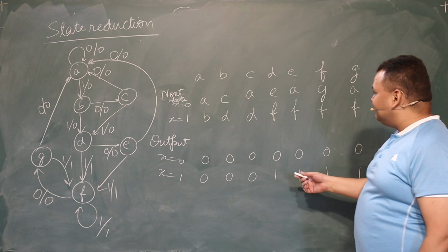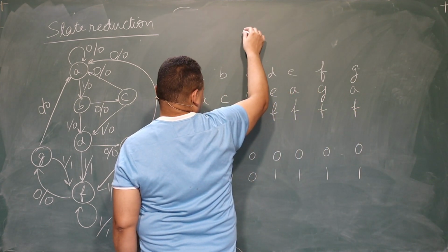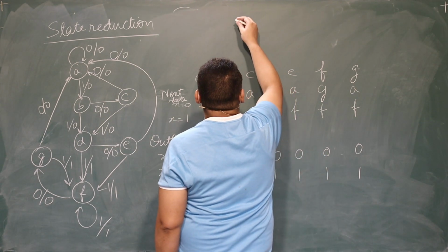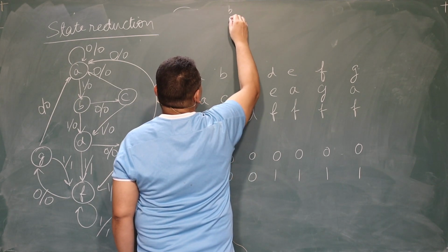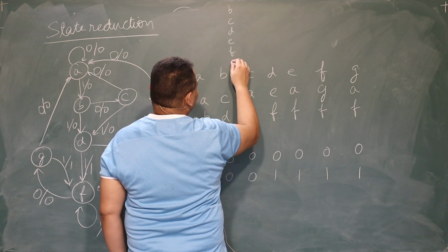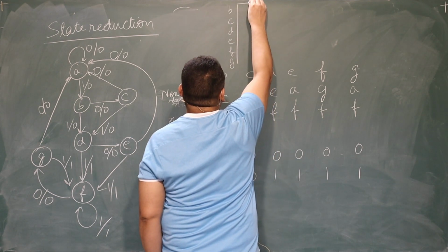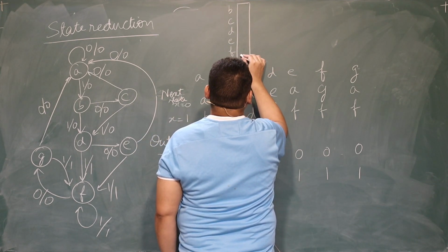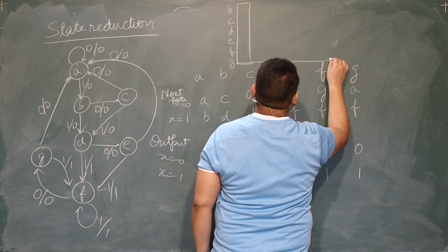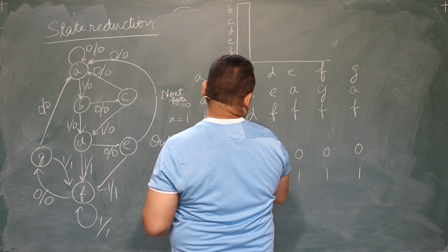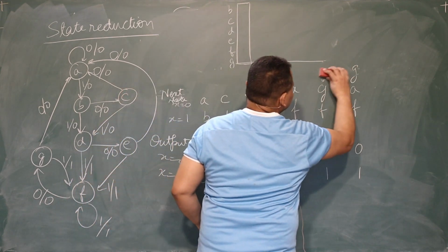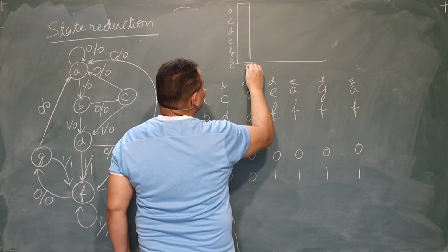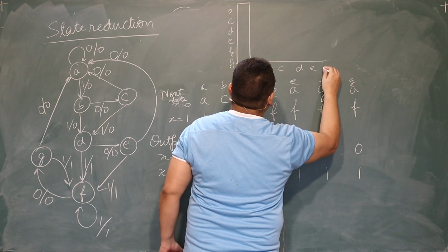So now, let me write down B, C, D, E, F and G here, and similarly A, B, C, D, E, F and G, and A, B, C, D, E and F.